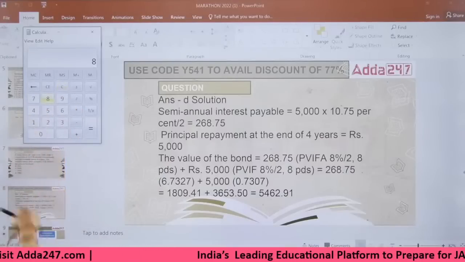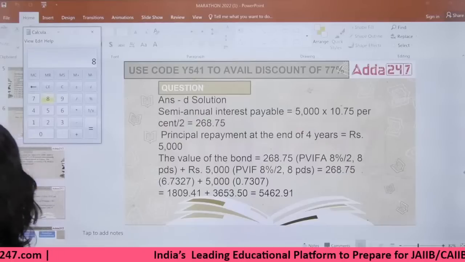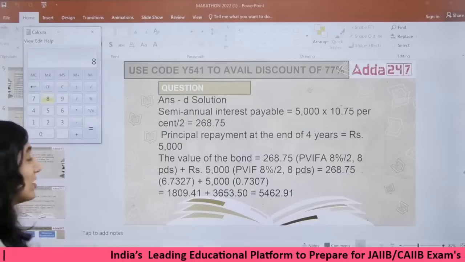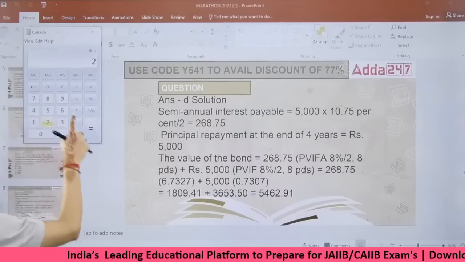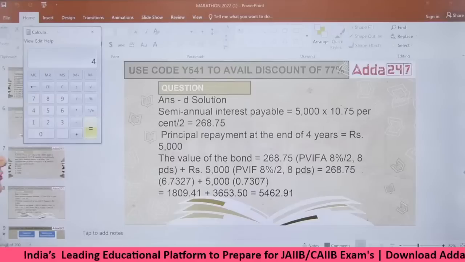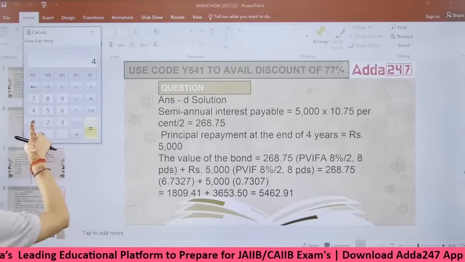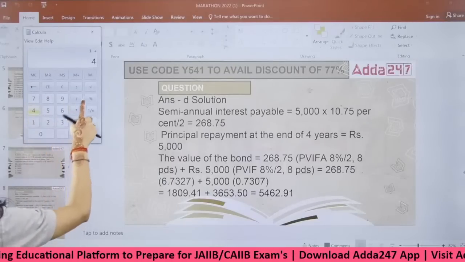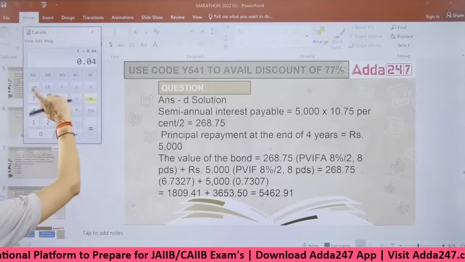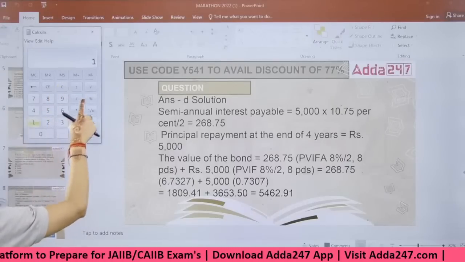If the required rate of return was 8%, it's given in the question. The required rate of return is 8%, so I'm going to halve it. That means divide by 2. This would be used for the PV factor. That would be 4%. That means we have to add 1 plus 4%. That gives you 1.04.